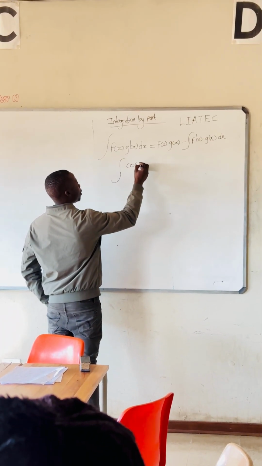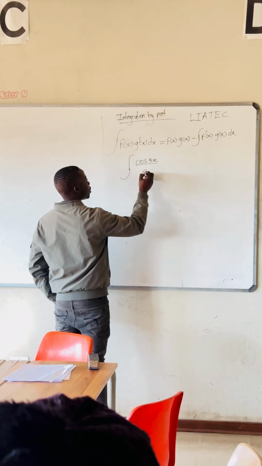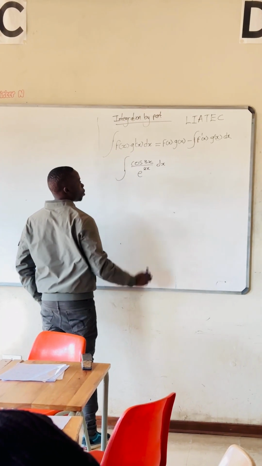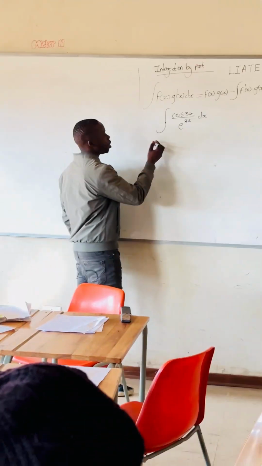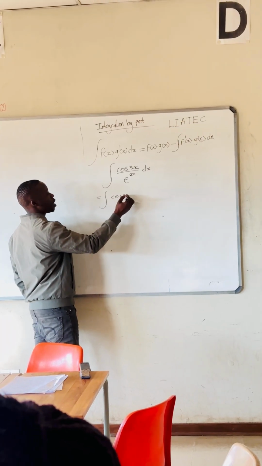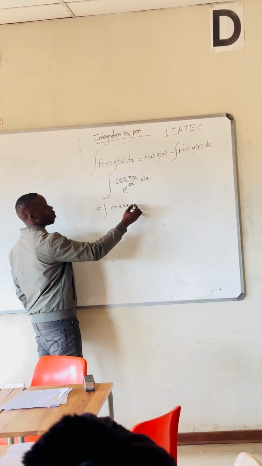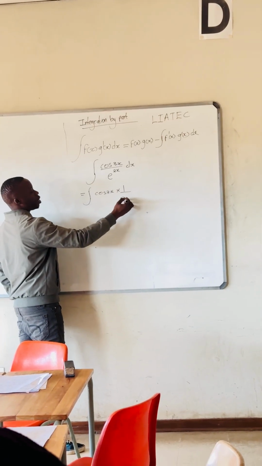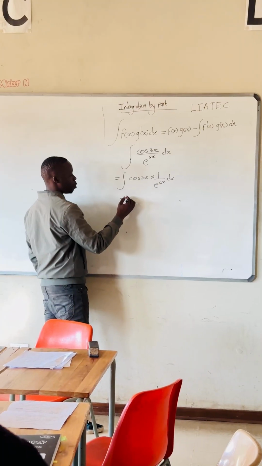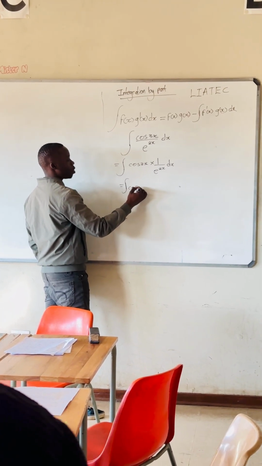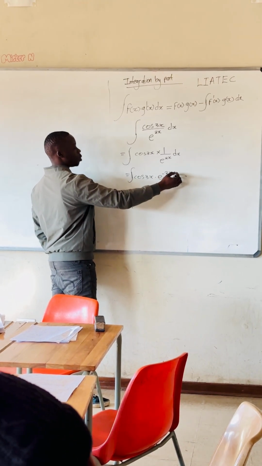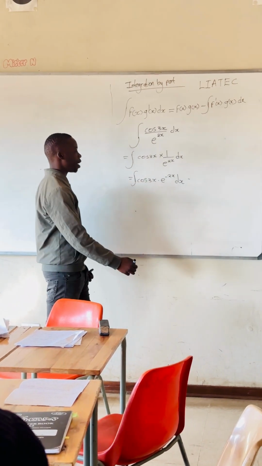cos of 3x over what? e to the power 2x. So we know this can be written as 3 cos x multiplied by 1 over e to the power 2x. And when you change this, it will be cos 3x multiplied by e to the power negative 2x.